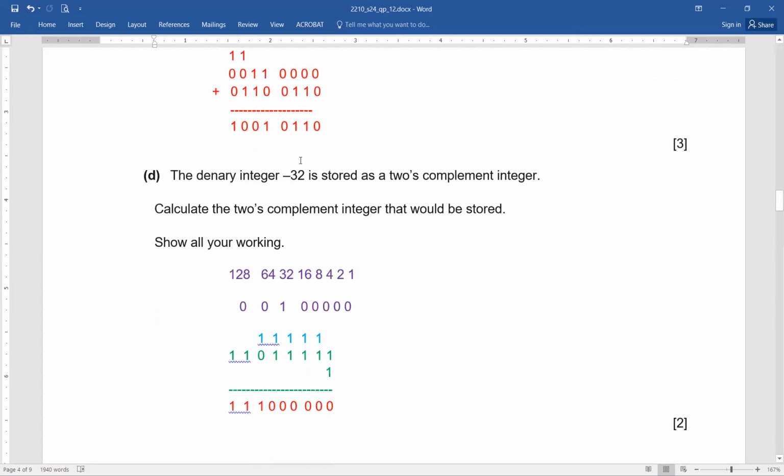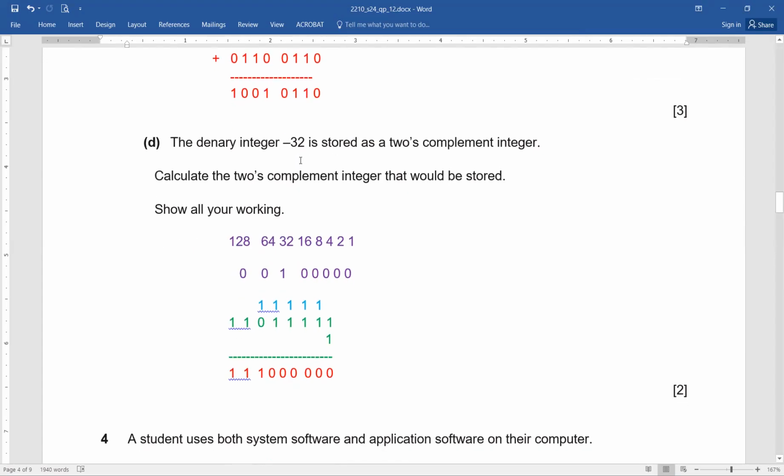Is your answer matching with mine? 1 plus 1, 0 with a carry of 1, then 1 plus 1, 0 with a carry of 1, 1 plus 1, 0 with a carry of 1, 1 plus 1, 0 with a carry of 1, 1 plus 1, 0 with a carry of 1, then 1 plus 0 is a 1. 1 and 1 are just written as it is. So this is how you will get the value of minus 32.